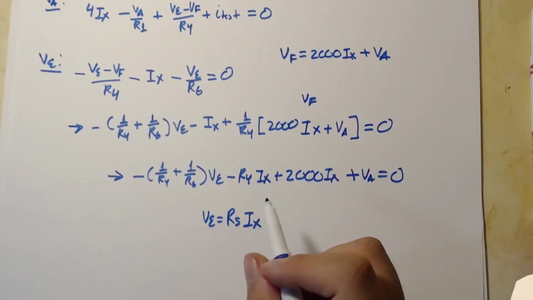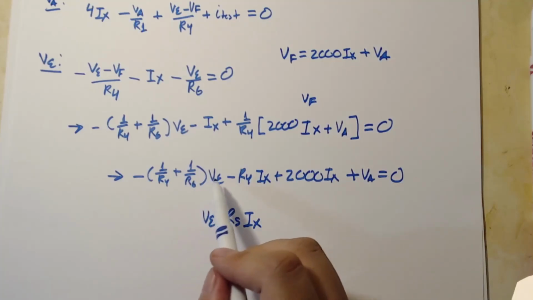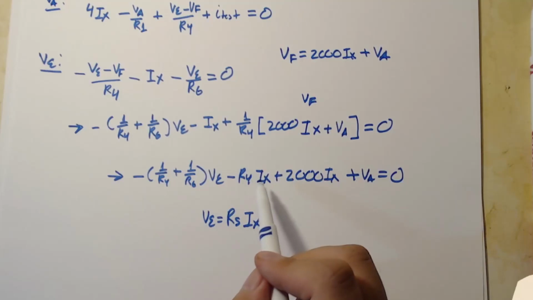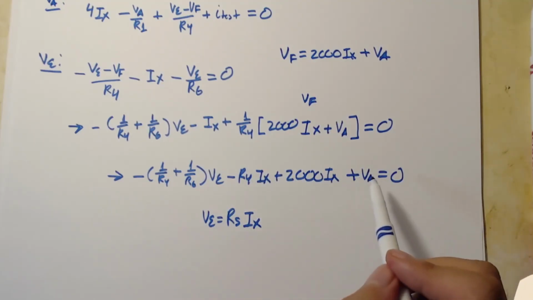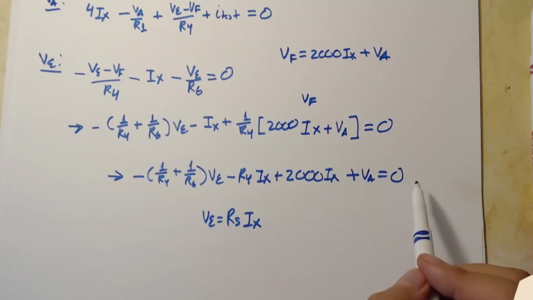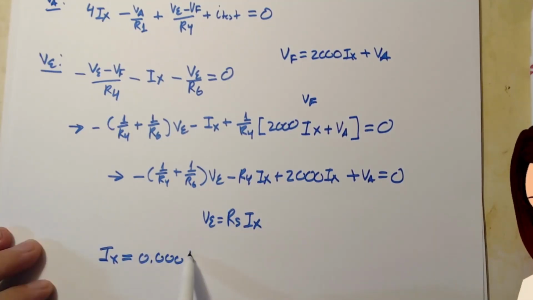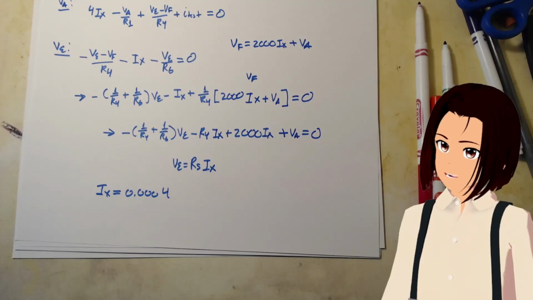What we have here is 3 terms times IX. This is VE, which is R5 IX, R4 IX, and 2000 IX plus VA. So we just move VA to this side, group all the IX terms together, and solve for IX.